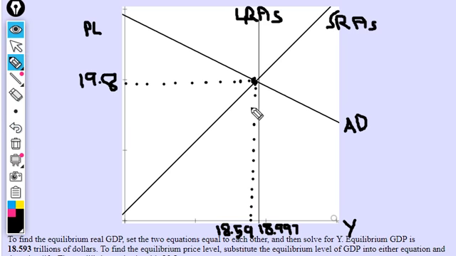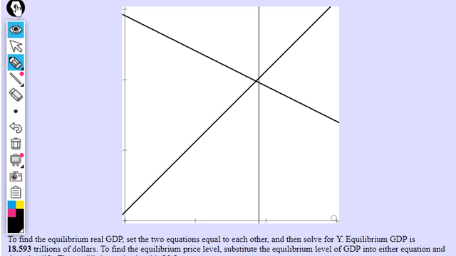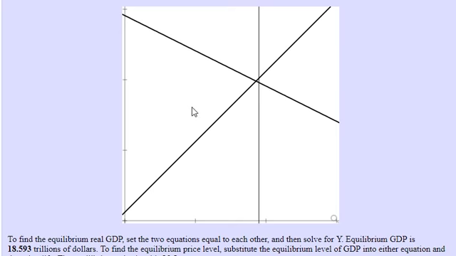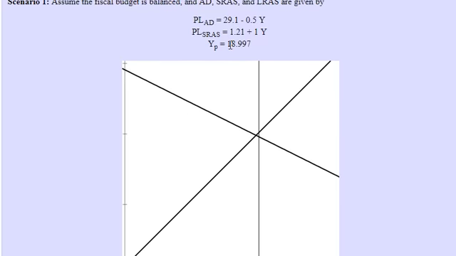19.8. Okay, so we're in output gap. To find the output gap, you take real GDP, 18.593, and you subtract off potential GDP, 18.997. Okay? So that's how you'd graph it. I'm going to go ahead and erase everything. And I'm going to grab the value of potential GDP.